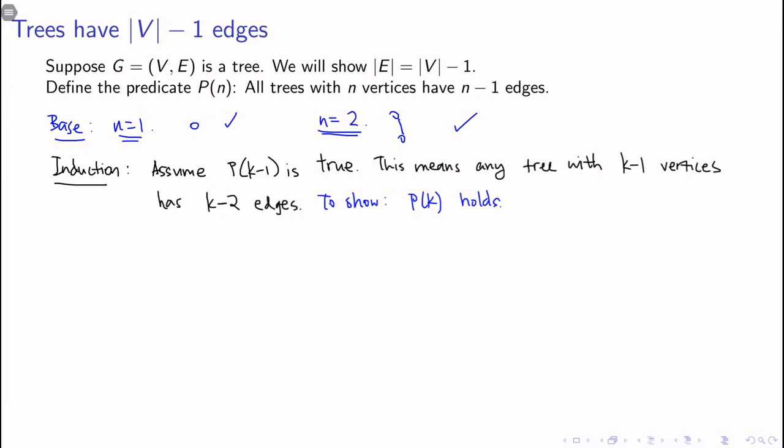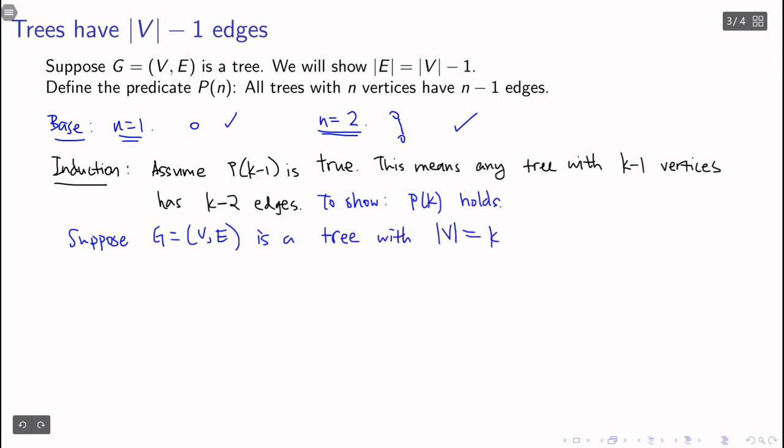And, well, how would we do that? So we want to show here that any tree with k vertices has k minus 1 edges. So let's take an arbitrary tree on k vertices. So suppose G is a tree with number of vertices equal to just k. So now what we want to show is that it has k minus 1 edges.